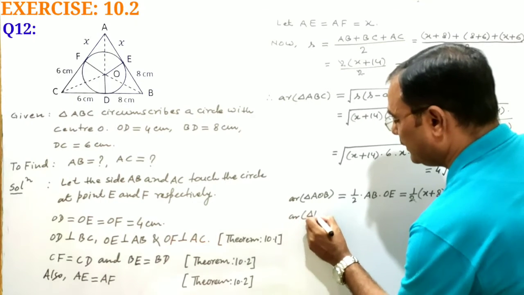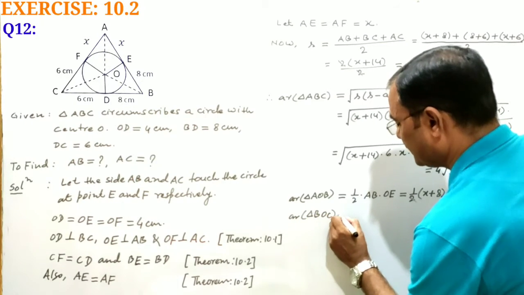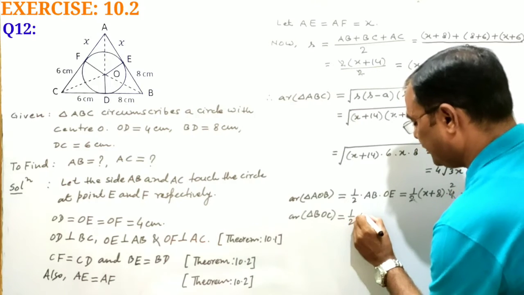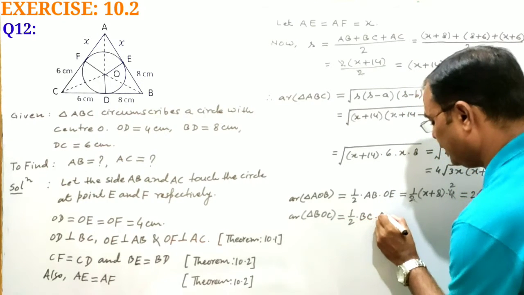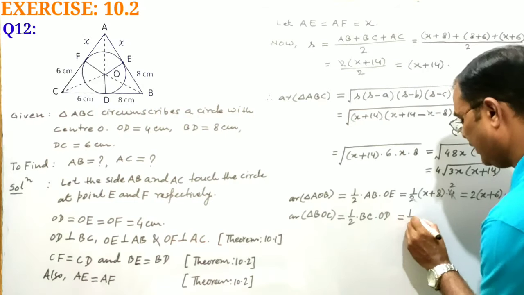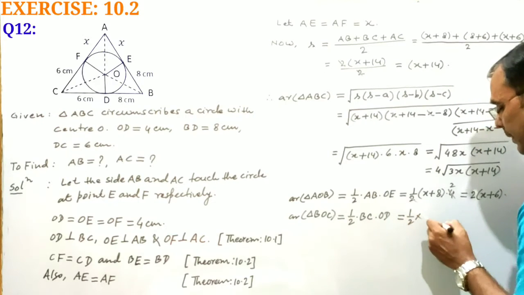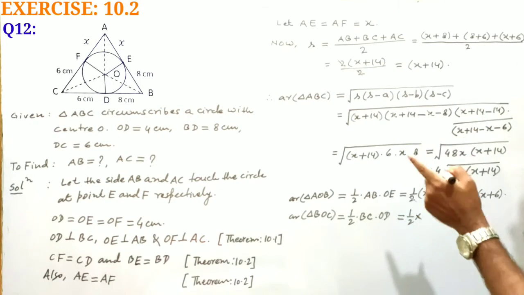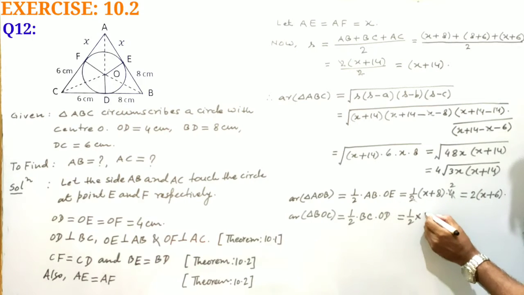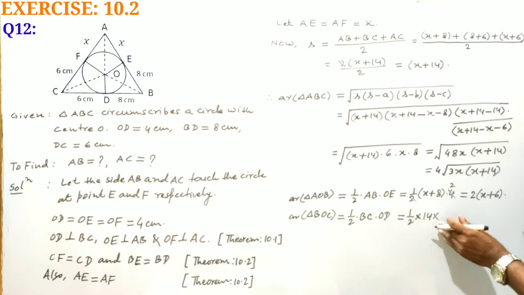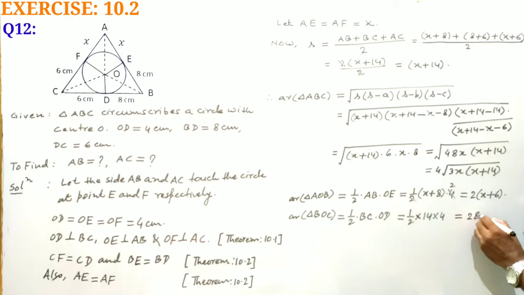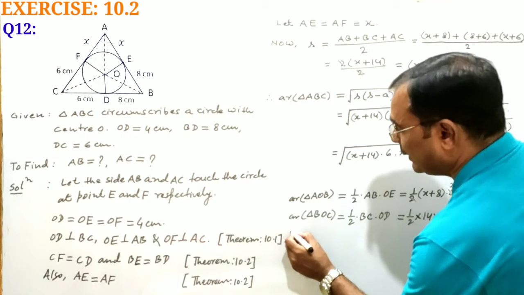Area of triangle BOC is equal to half into base BC into OD. So half into BC, which is 8 plus 6, 14 centimeter, and OD is the altitude perpendicular, 4 centimeter. So this is equal to 28 square units.